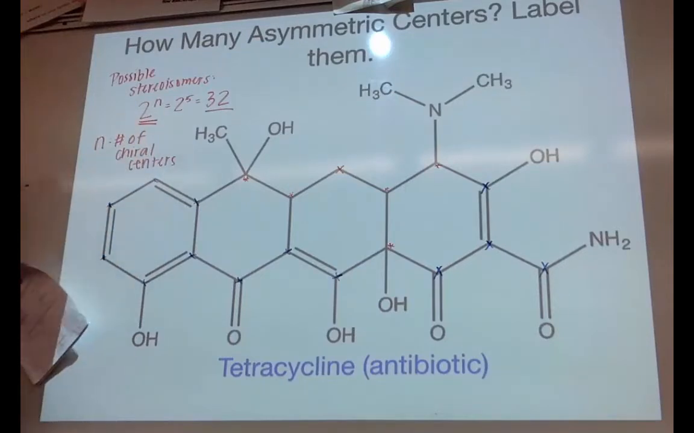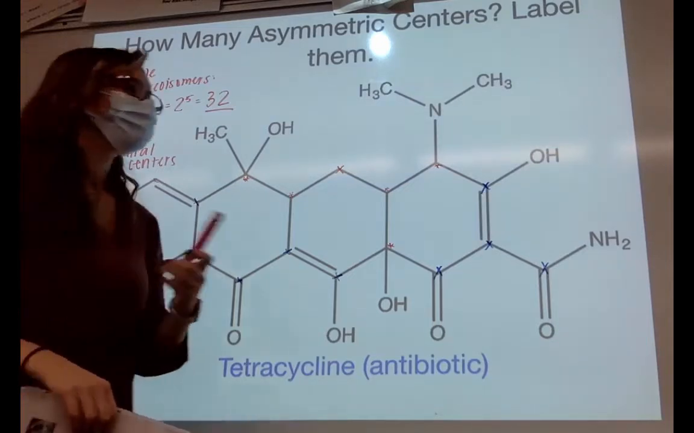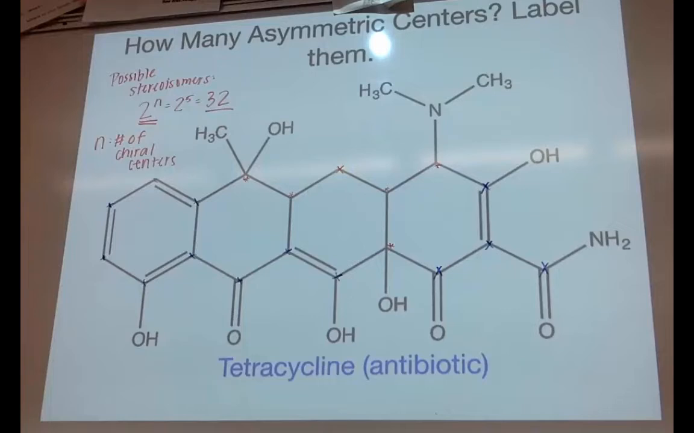If you know how many chiral centers there are, you can figure out how many are possible. Am I going to ask you to draw all 32? No. Dang, I really wanted to. But it's good that you know how many possible you could have.